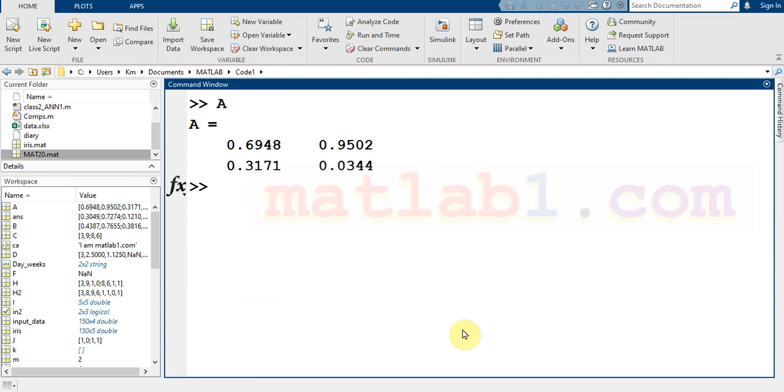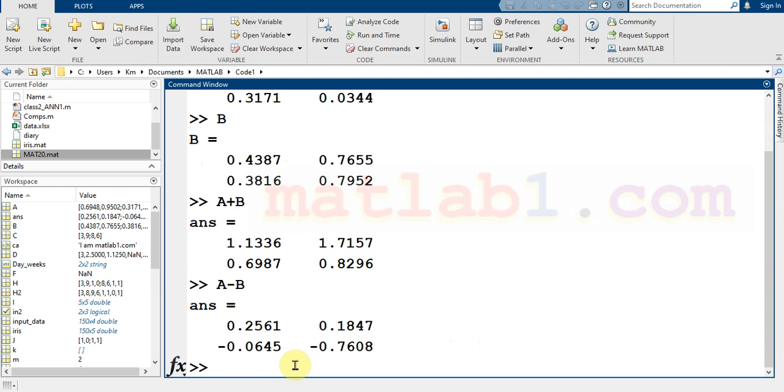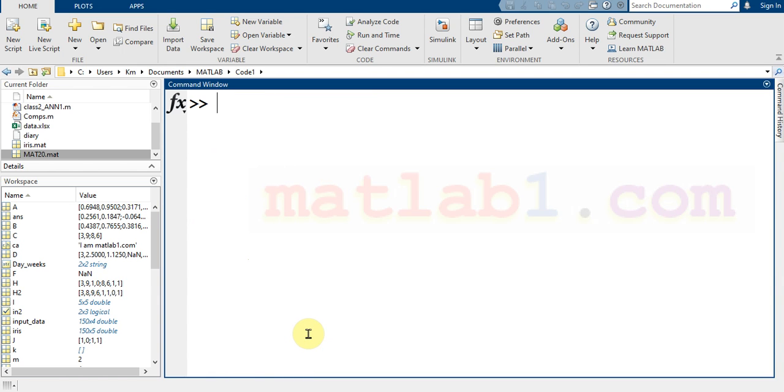Okay, it's A and it's B. I can use A plus B. Every corresponding element is added with each other. Or I can use A minus B. But I can use A divided by B or A backslash B.